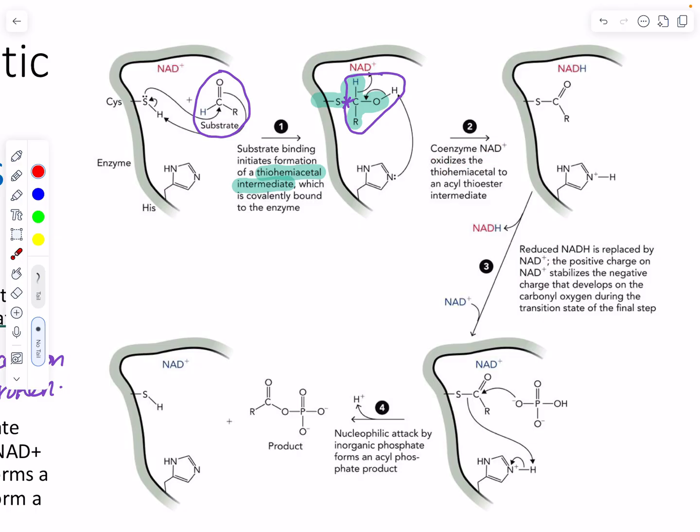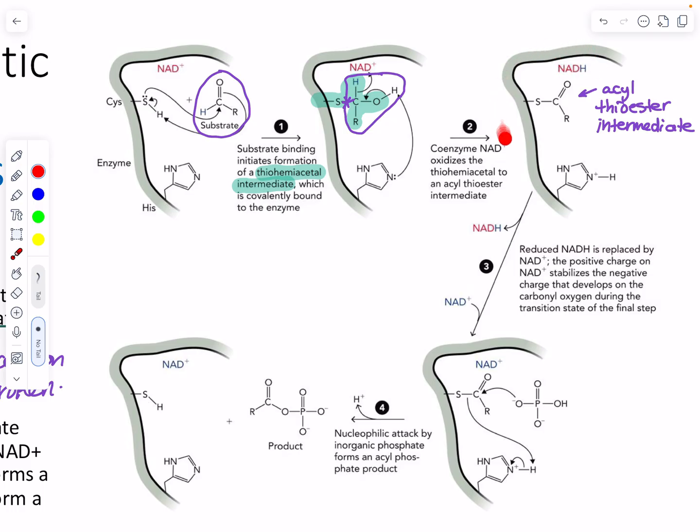All right, so now in the next step of the reaction, the NAD+ is going to oxidize the thiohemiacetal back to an acyl, what we call an acyl thioester intermediate. So this here is our acyl thioester intermediate. Okay, so notice that in this part of the reaction cycle, the NAD+ has been reduced to NADH.